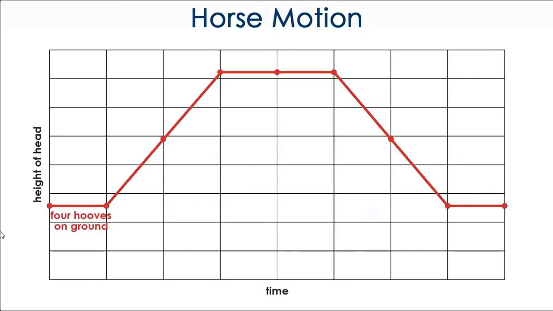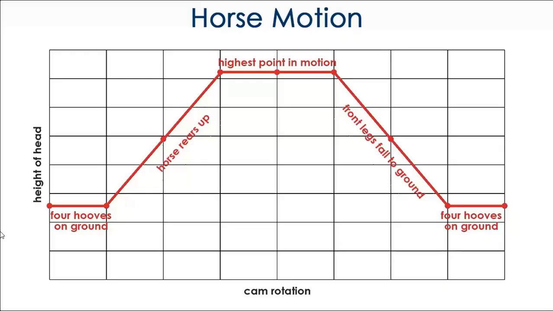Perhaps the red motion graph better represents the motion of the horse's head and chest. It indicates that the horse moved up, then remained at the top of its motion for a time, and then fell back down to the ground. Notice that the horizontal axis of this motion graph is time. But if we wanted to create a cam to create this motion repetitively as we turned a crank, we could use the same graph shape, but use cam rotation as the independent variable.